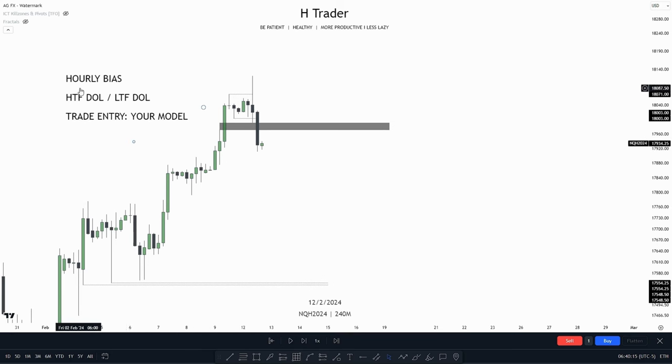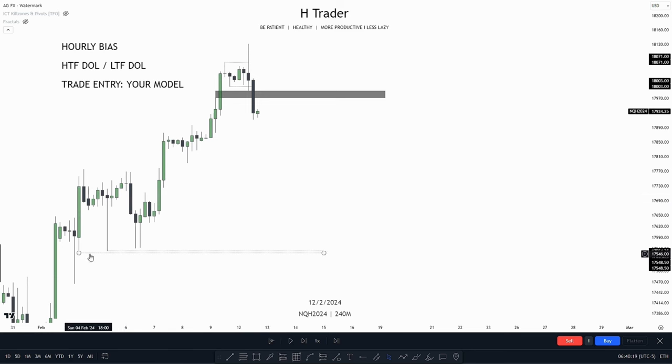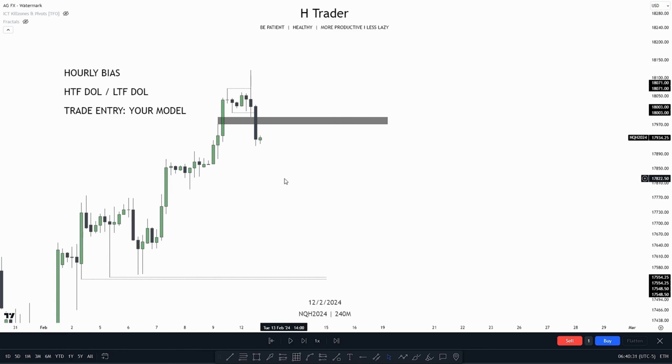So now we want to look for a higher time frame draw on liquidity. And what do we have down here? We have these relative equal lows, which is a very strong draw on liquidity, which I covered in my last video. So now we have the hourly bias, and we also have the higher time frame draw on liquidity. So now we want to go down into a lower time frame, or pretty much do a top-down analysis, and then look for a potential trade entry with our model.